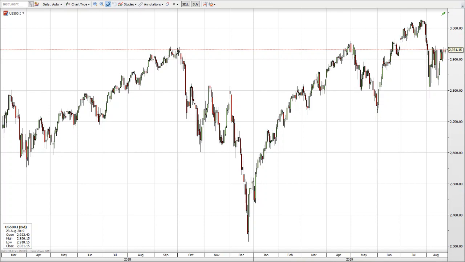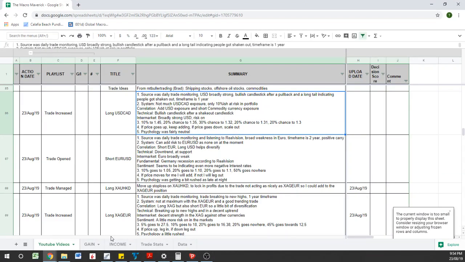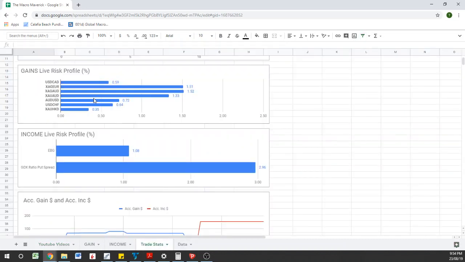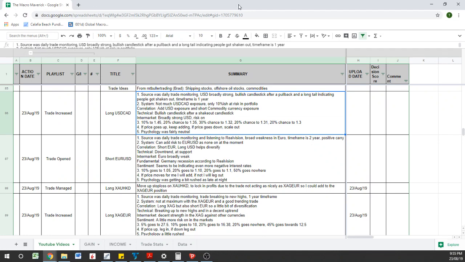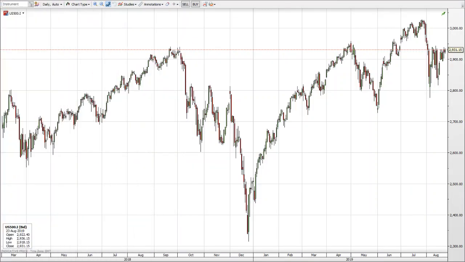Correlation wise, it's definitely good for the portfolio, just in terms of the fact that I don't have a lot of US dollar exposure compared to the amount of precious metals exposure I have, and I definitely don't have a lot of short commodity plays on where, oh no, that's a lie, I do have a fair bit of short Australian dollar on, so maybe it doesn't decorrelate as much as I actually think. So that's something to consider.